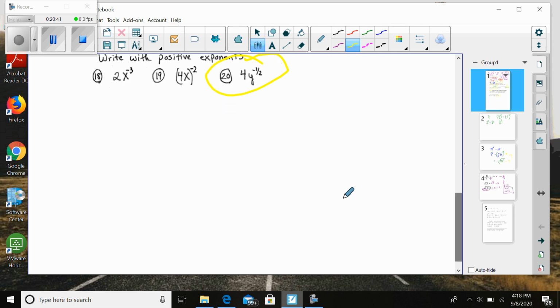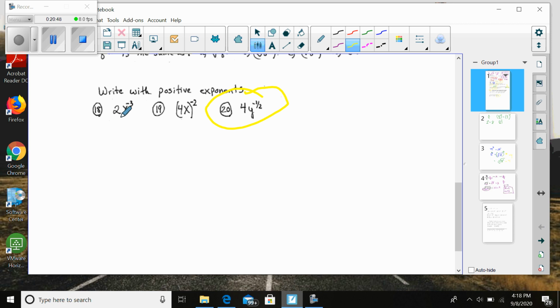But I want you to write 18 and 19 with positive exponents. Or actually, no, let's just start with 18. Do 18 first, and then we'll talk about it, and then we'll move on.